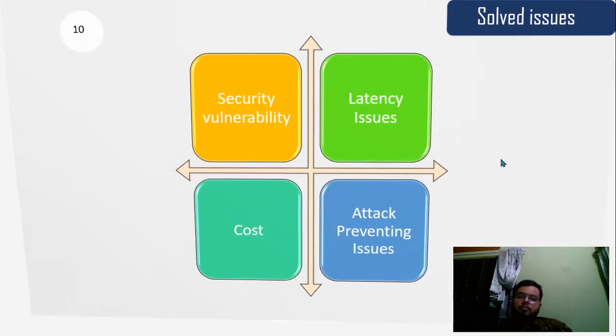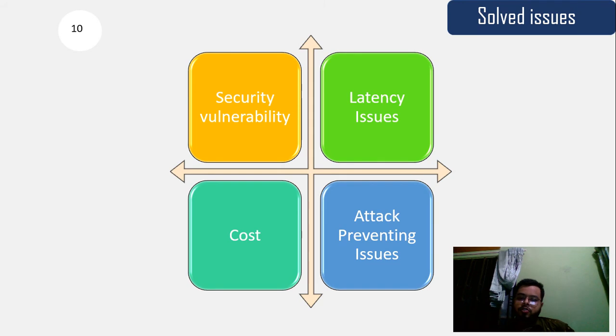Then solved issues, which issues have been solved by these research papers. Actually security vulnerability, there are a lot of vulnerable security problems, security issues actually, and it solved many security vulnerabilities. Latency issues, which is connected to network. Latency causes the delay in the network passing the data. And then cost, actually compared with other systems, it is more cost friendly.